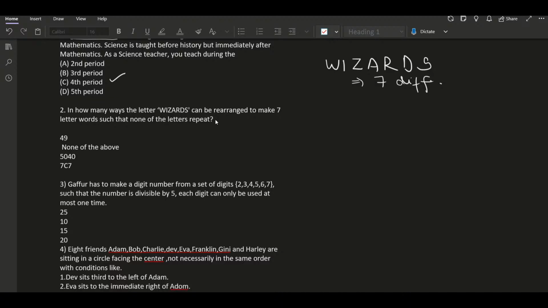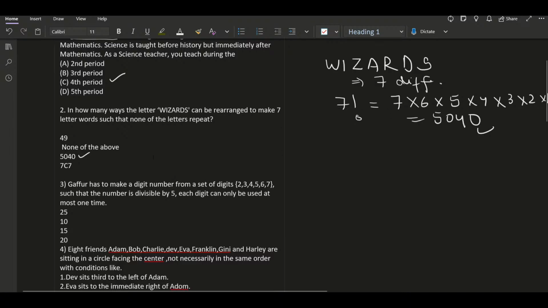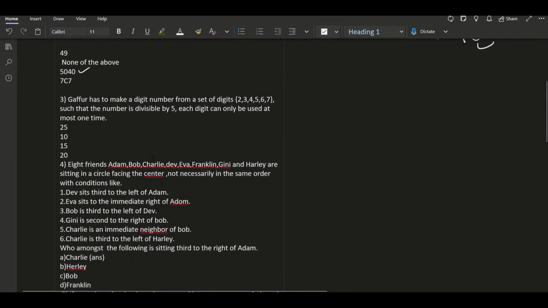So if we have to make all the words from these seven characters, we can have 7 factorial options. 7 factorial is clearly 7 into 6 into 5 into 4 into 3 into 2 into 1, which equals 5040. So that is our given option, 5040. If we have certain characters and all are different, we can have 7 factorial different choices of how we can arrange these characters. So I think it is clearly okay.